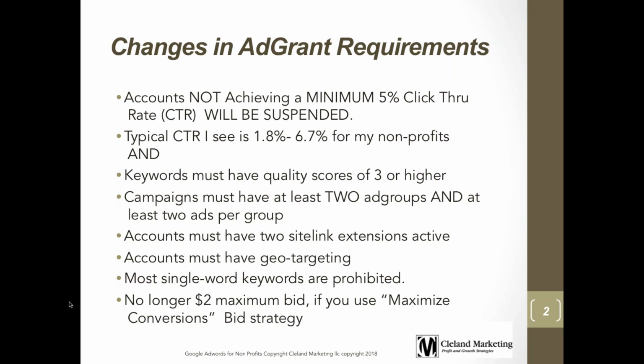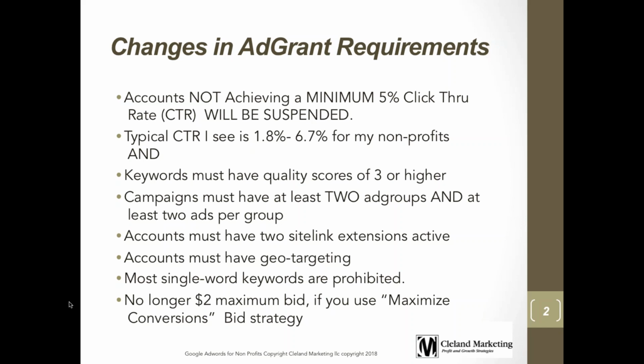The reason I believe so many nonprofits are going to be affected is the typical click-through rates that I see for nonprofits and for-profit companies is between 1.8% to 6.7%. A click-through rate is the ratio of impressions of your ad to people who are searching to the number of clicks. So if you show an ad 100 times and only one time does someone click on your ad, that would be a 1% click-through rate or 1% CTR. You must be at least 5% on average in your campaigns under the new Ad Grants by February 28th.